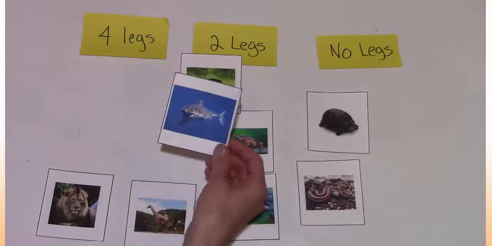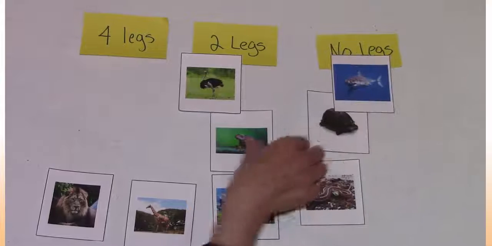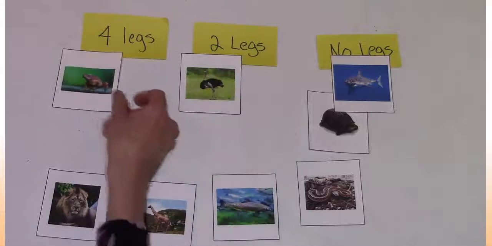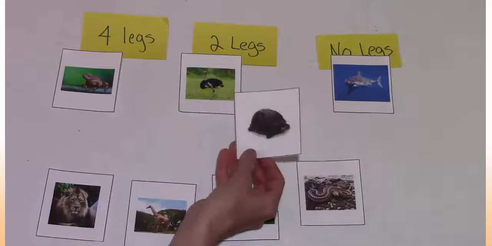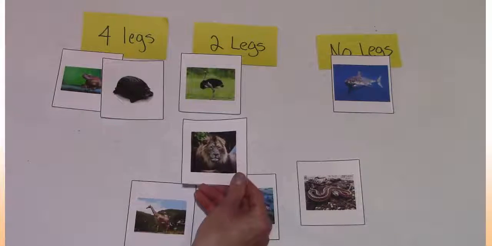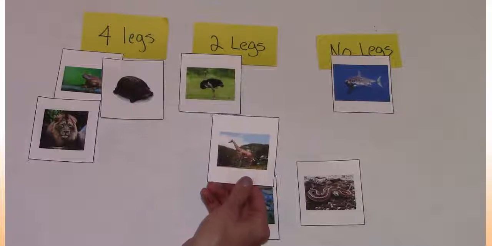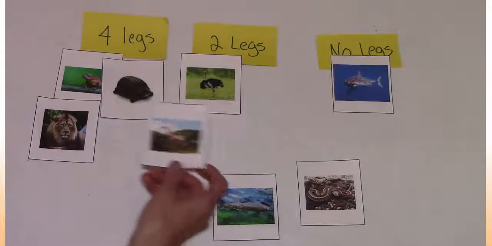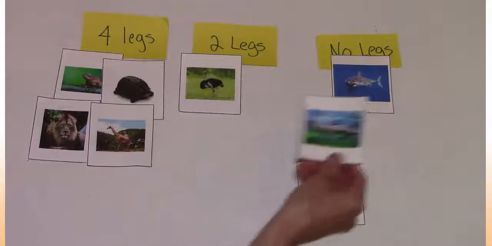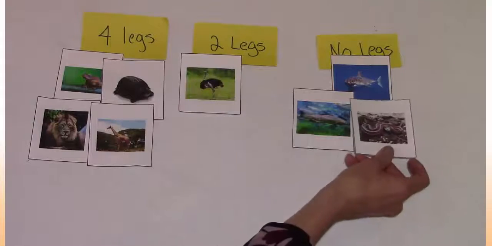Shark. Shark has what looks like fins, but definitely no legs. A frog. I see 1, 2, 3, 4 legs. Turtle. 1, 2, 3, 4 legs. A lion. I know a lion has 4 legs. A giraffe. That giraffe is known for its long 4 legs. Here's a fish. Again, I don't see any legs there. And a snake, also no legs.